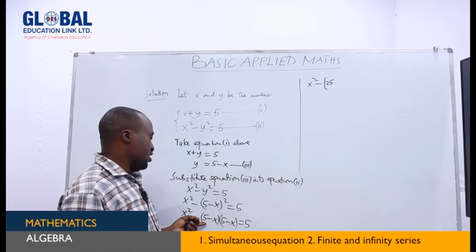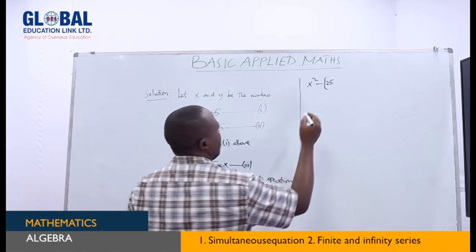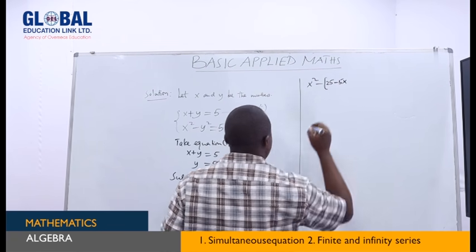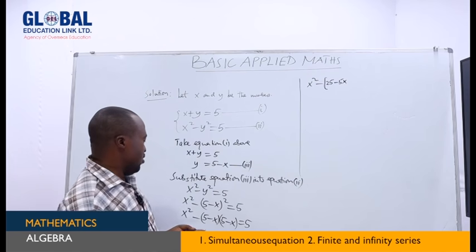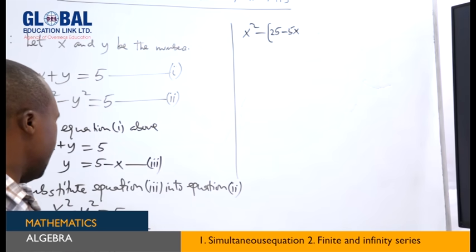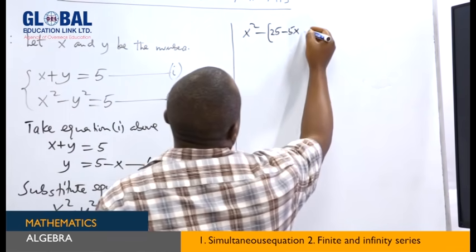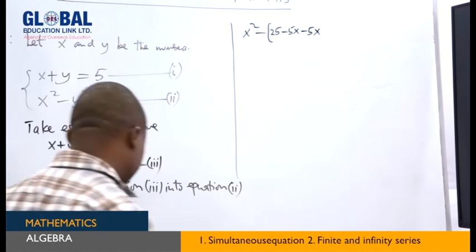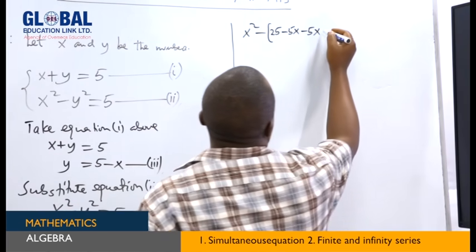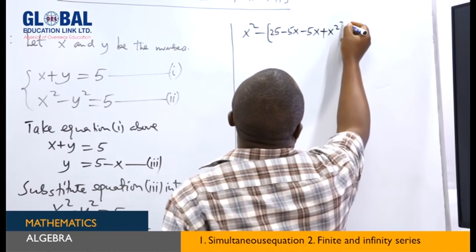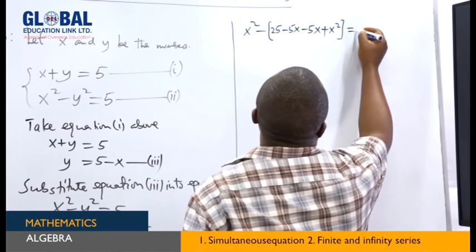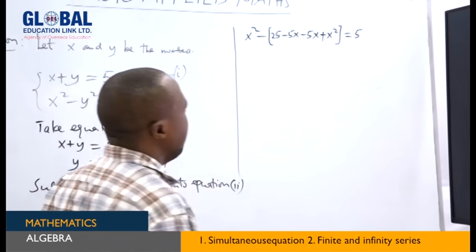Then we have 5 times negative 5, that is negative 5x. And again we have negative x times 5, that is negative 5x. And the last term is negative x times negative x, which is positive x squared. Now this one is equal to 5. So here we have that is 5.